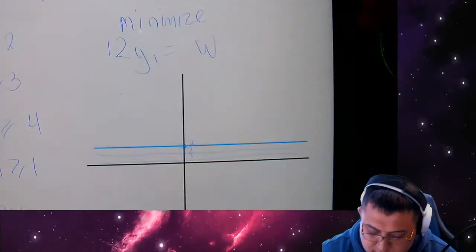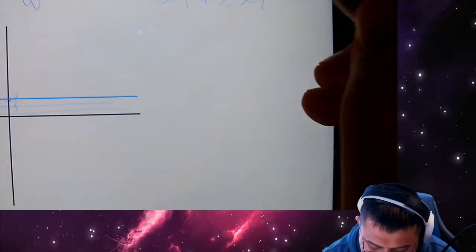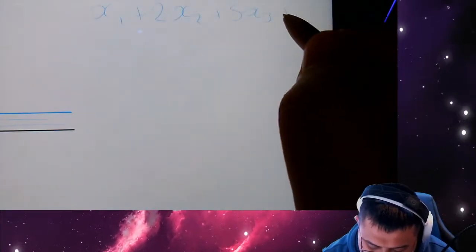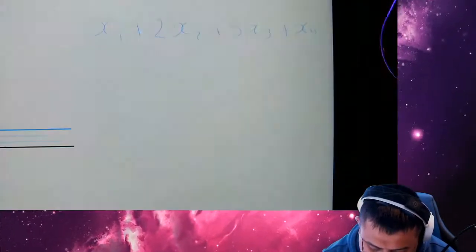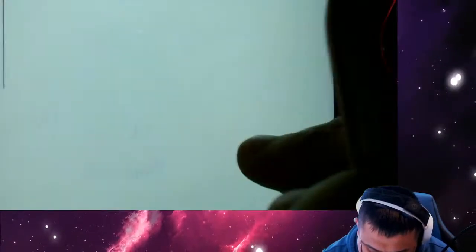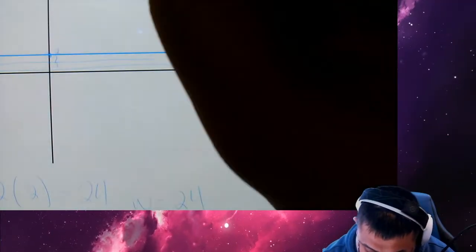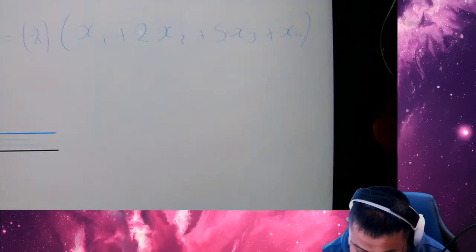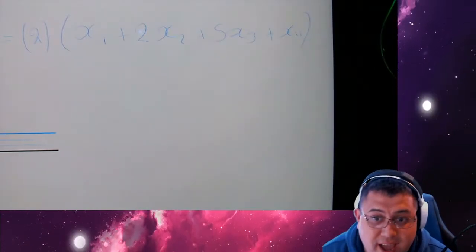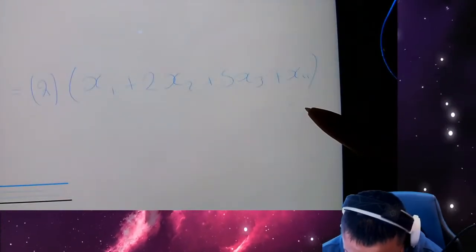Okay, so if we made this equal 12, what we could do, and this is just me thinking outside the box here, is we could say that x1 plus 2x2 plus 5x3 plus x4 is times y1, which is going to equal 24, when y1 is equal to 2. Now that does not do a lot for me. It does some things, because now I can multiply by 2 and it equals 24. But now we have all these variables that don't equal anything.